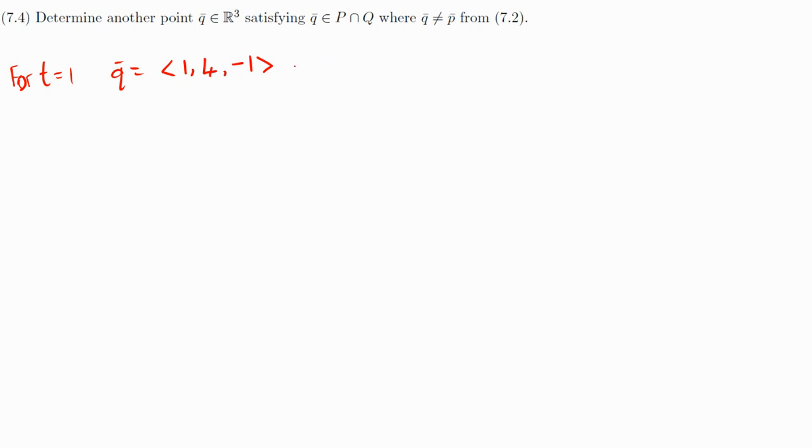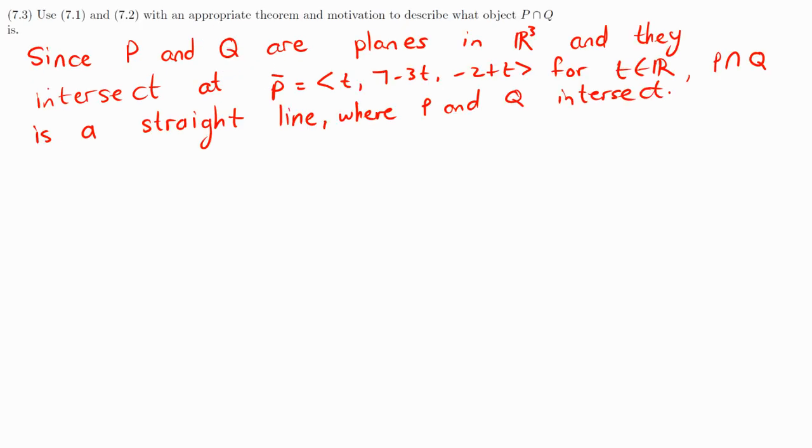So that is actually another point where they intersect. Okay, and we can actually go and test this. We'll do that in a bit, but I just want to make sure from this, they ask us to reference 7.1 and 7.2. So 7.1 just states that P is not equal to Q, so that these are not the same planes. And 7.2 actually shows us that P and Q is not an empty set. Okay, so they actually intersect.